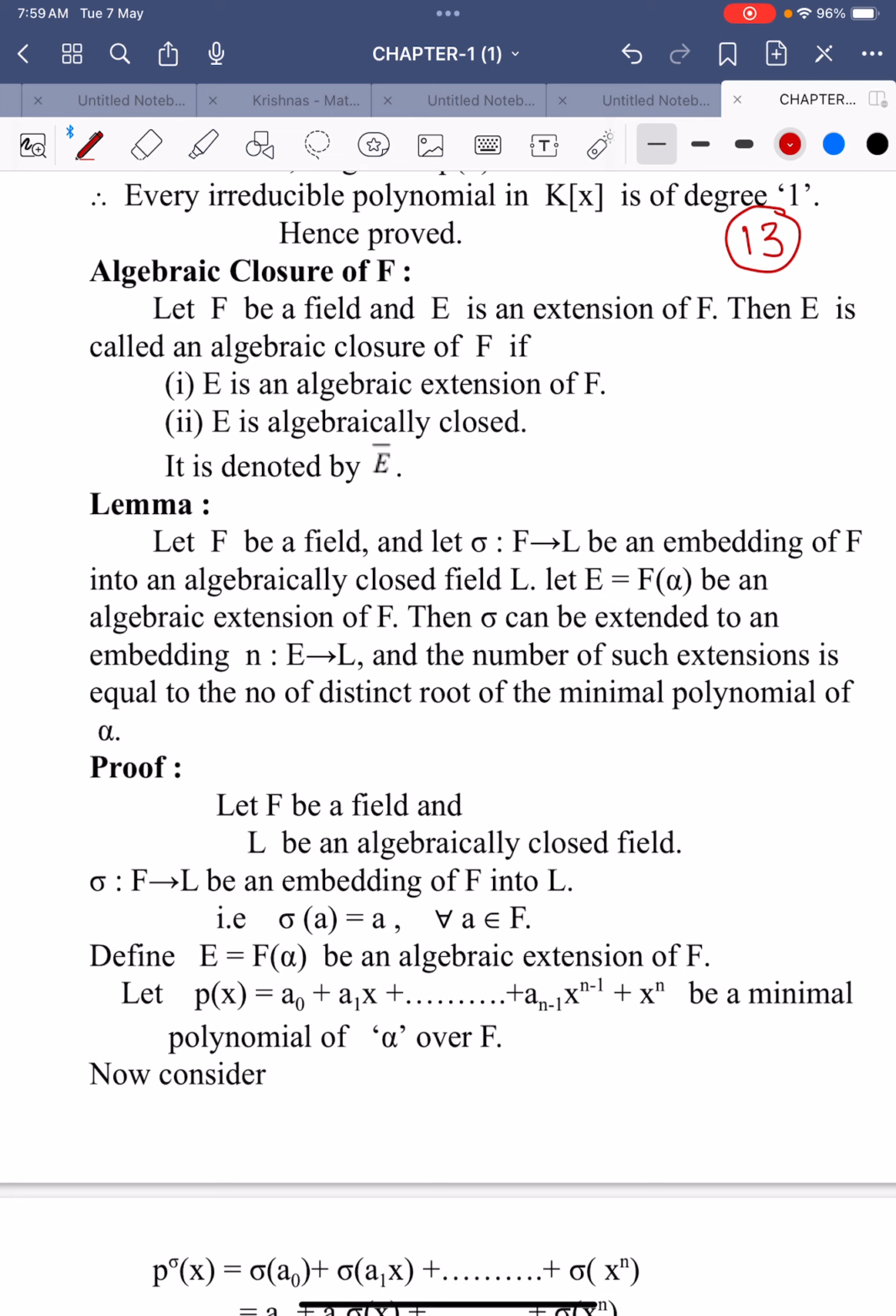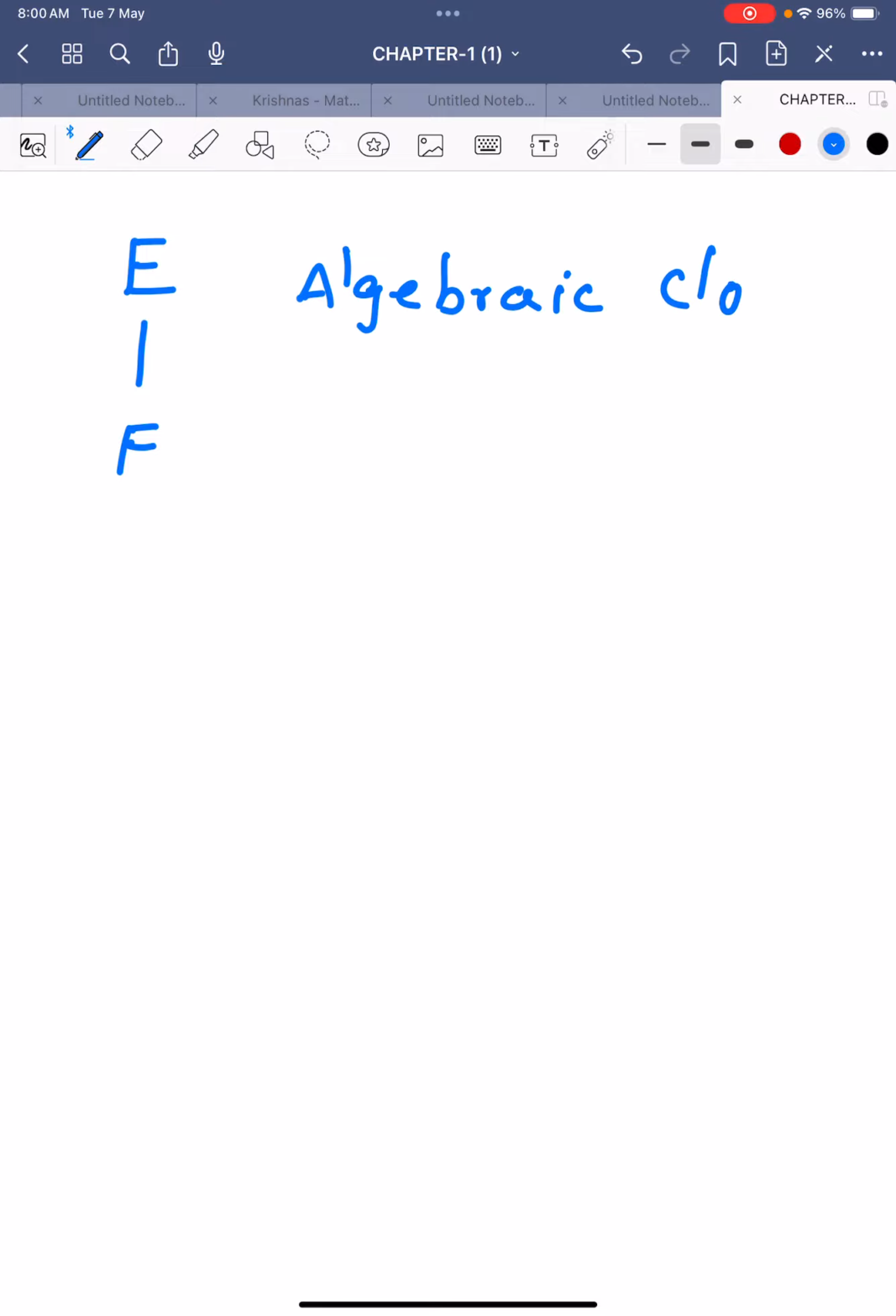Let us see the definition. Algebraic closure of a field capital F. Let capital F be a field and capital E be an extension field of capital F. Then this E is called an algebraic closure of capital F if it satisfies two properties.